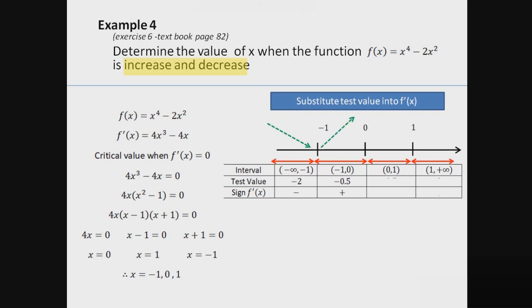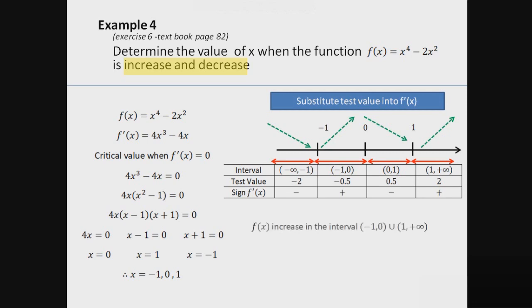Moving on to the next interval, which is 0 up to 1, the test value is 0.5. Substituting into f prime x, we get a negative value, so here it is a decreasing function again. For the last interval, 1 up to positive infinity, the test value is 2. Substituting into f prime x, we get a positive value, so it is an increasing function again.